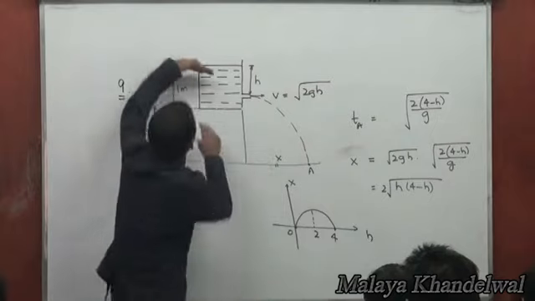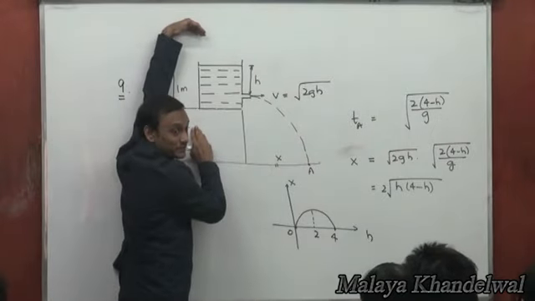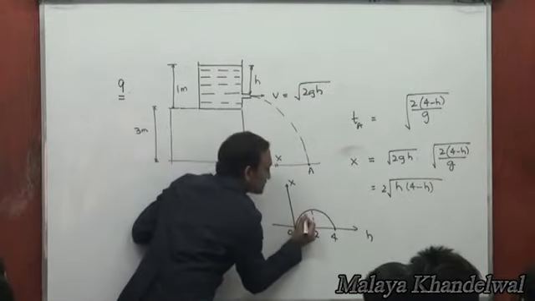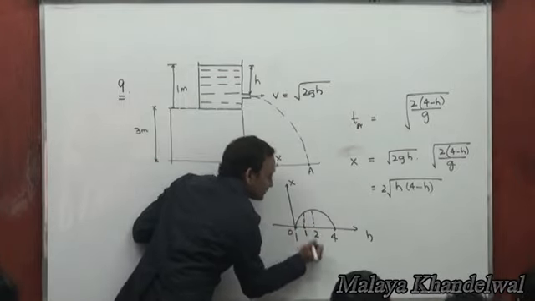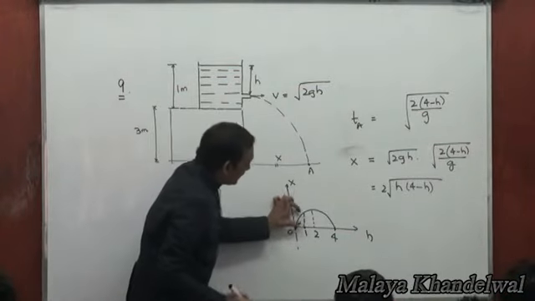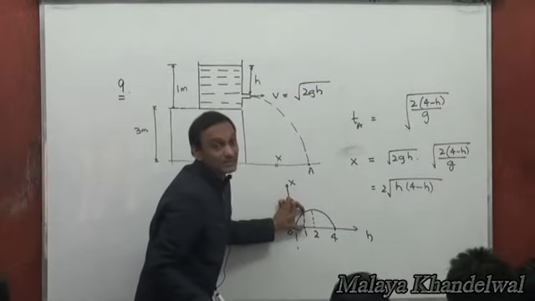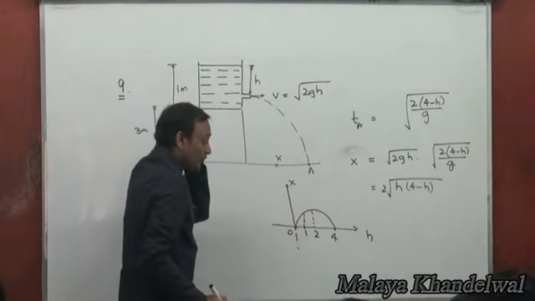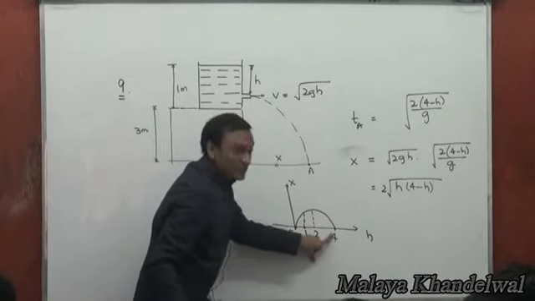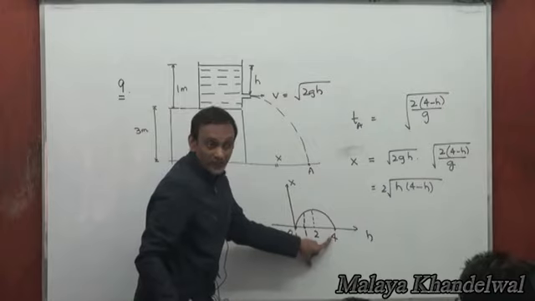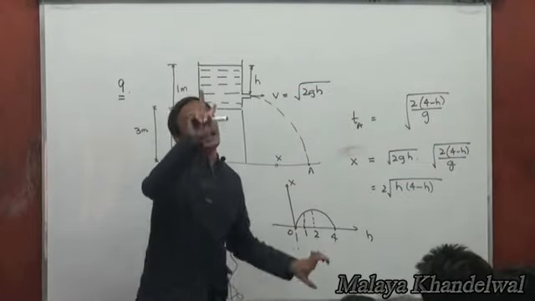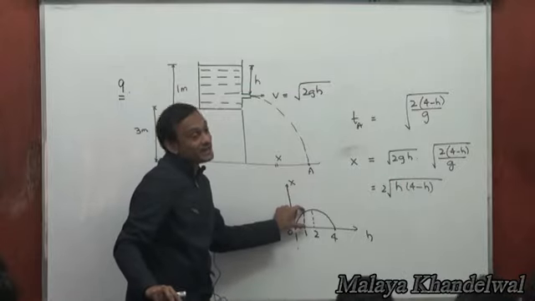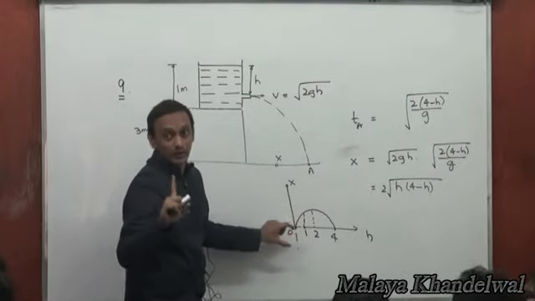Ideally, if this was 4 meters in depth, then at H equal to 2, it's going to be a maximum. But there is only 1 meter available, which means H can go only up to 1 meter here. So the maximum X would be at H equal to 1 meter. If the H available was greater than 2, then the maximum would have been at 2. But since it's less than 2, the maximum available is at H equal to 1 meter. Got it?